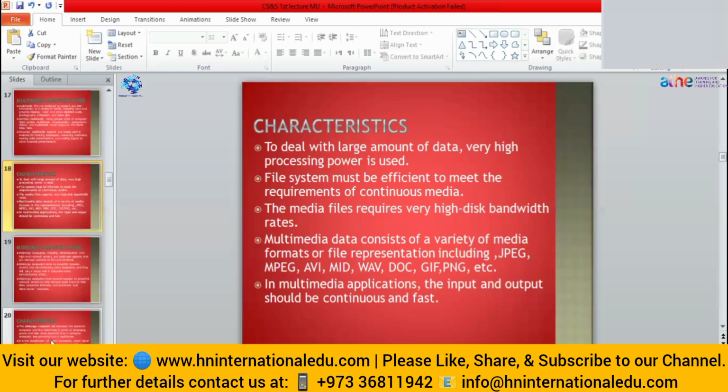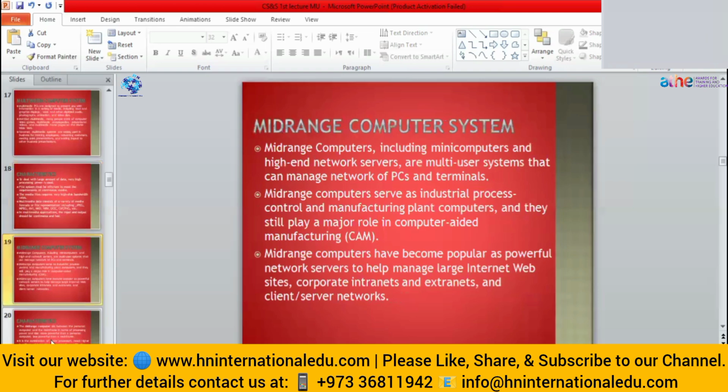So multimedia data consists of a variety of media formats for files that can be JPEG, MPEG, AVI, midwave, doc, GIF, PNG. So a different variety of media is available in these computers. In multimedia applications, the input and output should be continuous and fast, as we are working with videos.